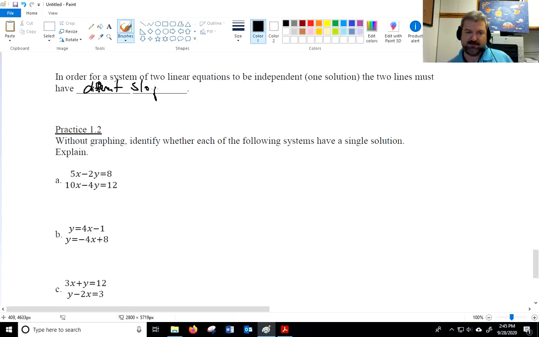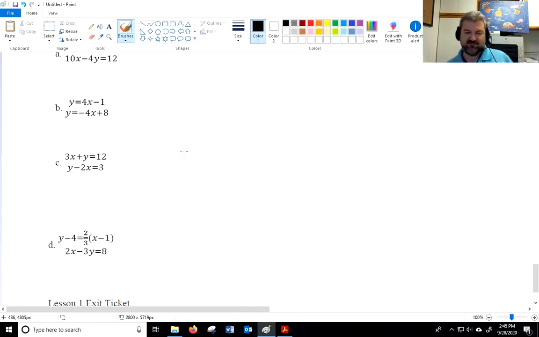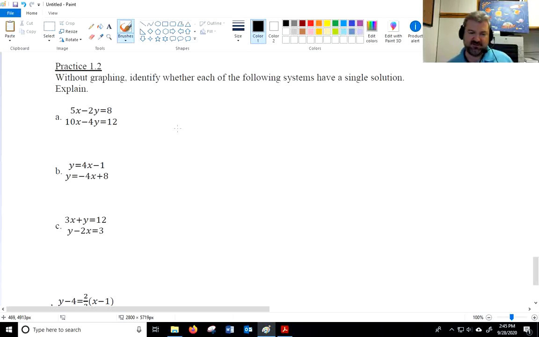So with that in mind, I bet you could identify from looking at these which one of these is going to be independent. Without graphing, identify which one of these is an independent system, meaning it has one solution. Pause the video and do it. Okay, so for this one here, you notice that the ratio of the x's to the y's is the same. That's because they have the same slope. They have a slope of 5/2. So this is not independent.